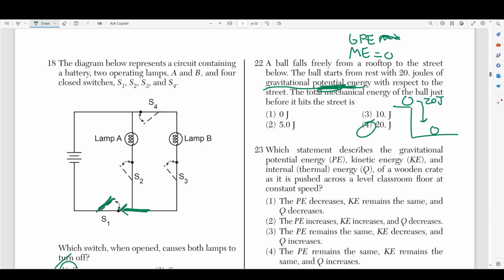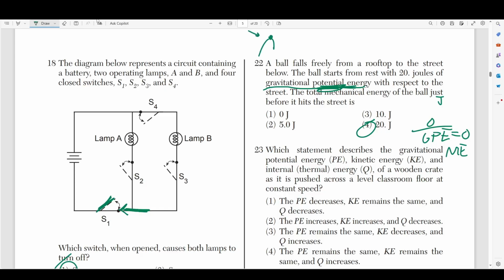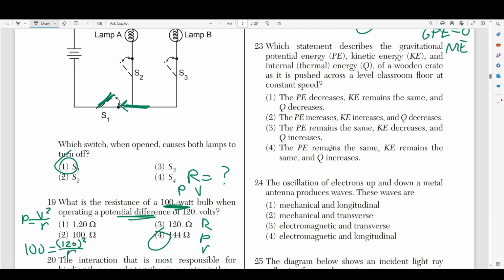So all you need to remember here is that at the top, gravitational potential energy is going to be the biggest. At the bottom, when you hit the ground, gravitational potential energy is equal to 0, and mechanical energy is equal to the max. So at the very peak, mechanical energy is equal to 0. All the way at the bottom, mechanical energy is equal to max, and gravitational potential energy is equal to 0. But the thing is, you start with 20 joules, you end with 20 joules. The energy has to be conserved.